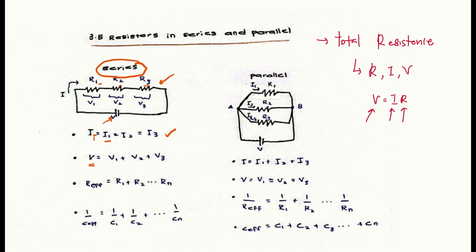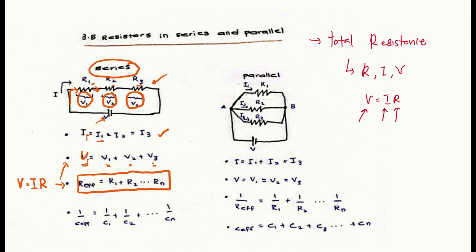Because what happens here is when the current flows through this first resistor, there will be a voltage drop. Then the current that flows out from resistor 1 has less voltage. Then there is a voltage drop here and also a voltage drop here. So the total voltage is equal to V1 plus V2 plus V3. And from the equation V equal to IR, we derive this equation. We substitute, so we can have this equation of R effective for series arrangement.